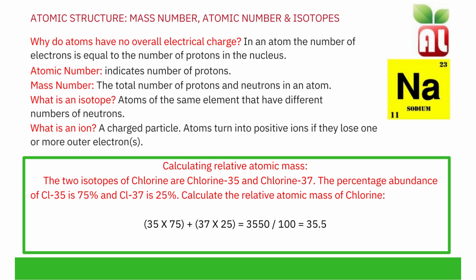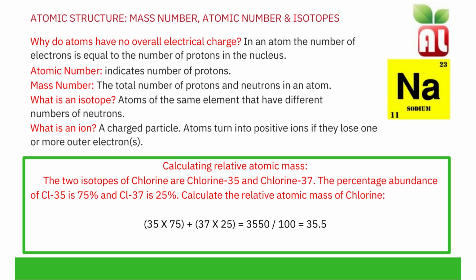To calculate relative atomic mass, you consider the percentage abundance of each isotope. Percentage abundance is how common that isotope is. An example: there are 2 isotopes of chlorine, chlorine-35 and chlorine-37. The percentage abundance of chlorine-35 is 75% and chlorine-37 is 25%.